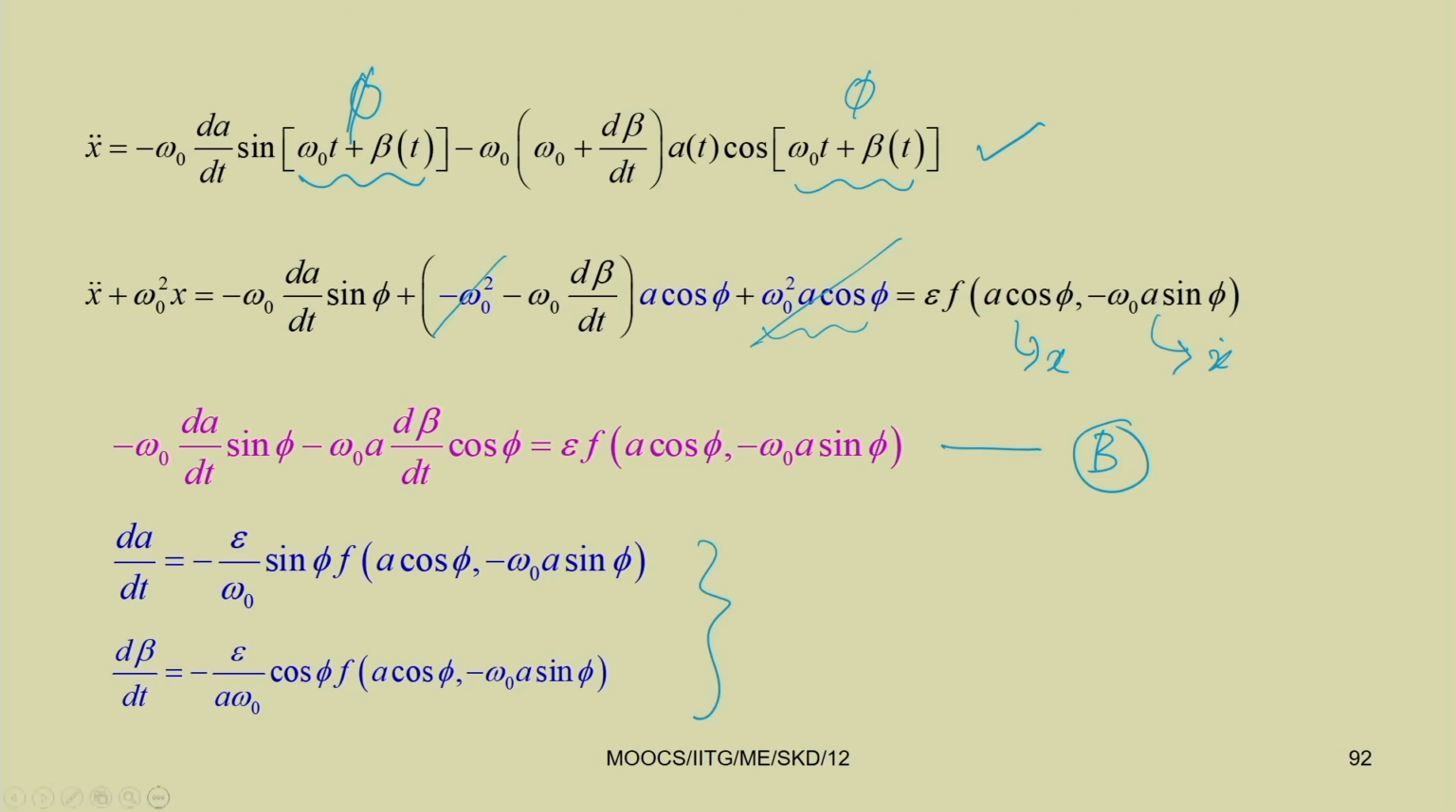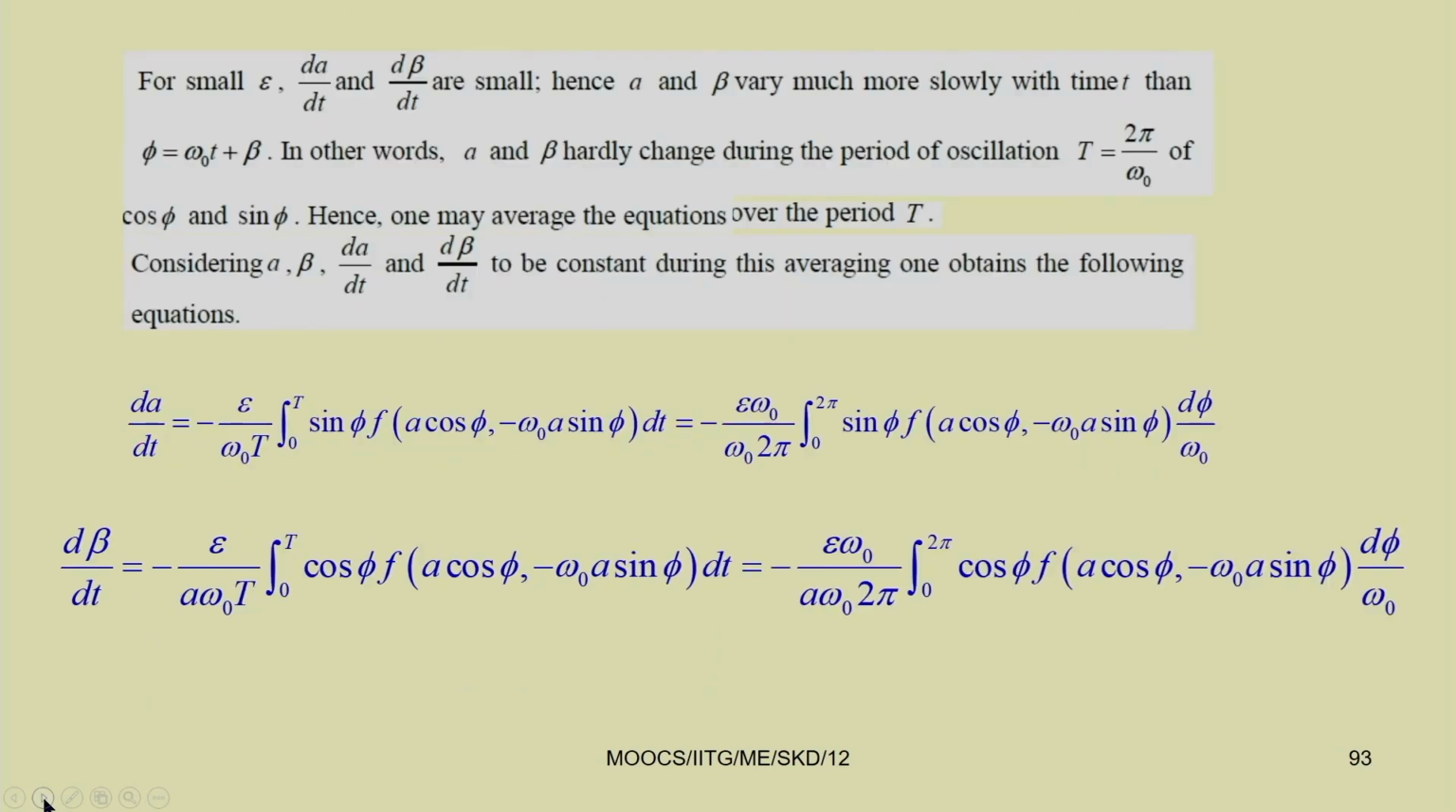This way we can write the equation of motion in terms of a and beta. For small values of epsilon, dA by dt and d beta by dt are small, because we are considering a and beta to be slowly varying functions of time. So a and beta vary much more slowly than phi, which is omega 0 t plus beta. In other words, a and beta hardly change during one period, that is T equal to 2 pi by omega 0, of cos phi and sin phi.